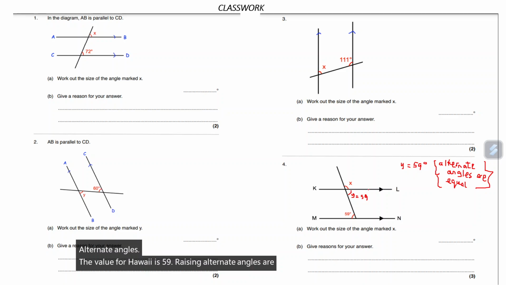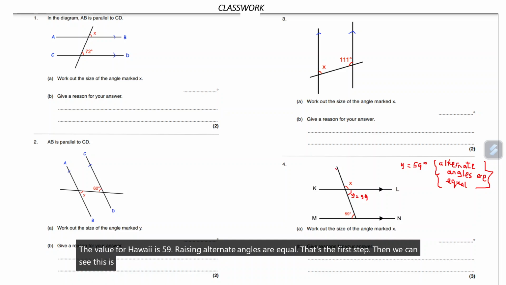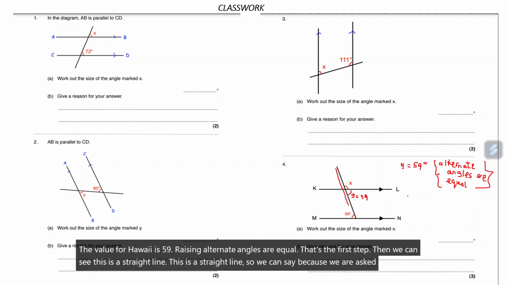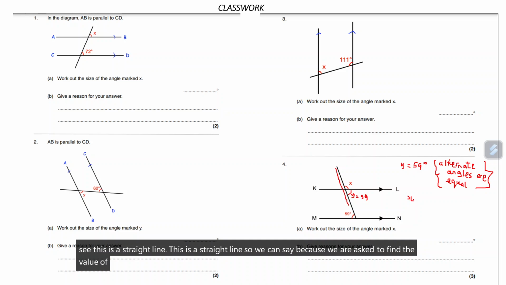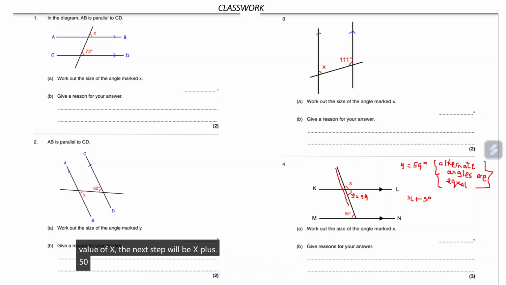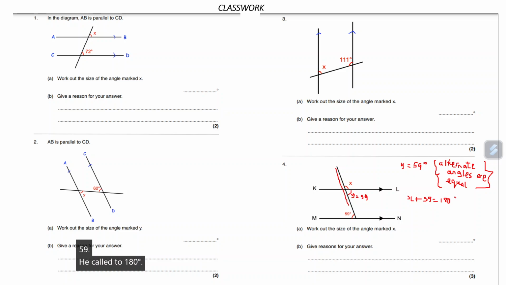That's the first step. Then we can say this is a straight line. Because we are asked to find the value of x, the next step will be x plus 59 equal to 180 degrees. Reason: sum of angles on a straight line is 180 degrees.